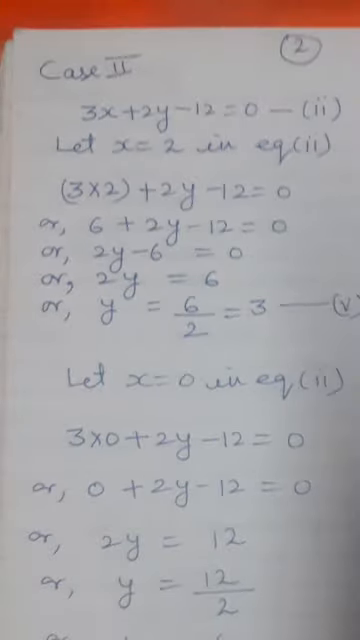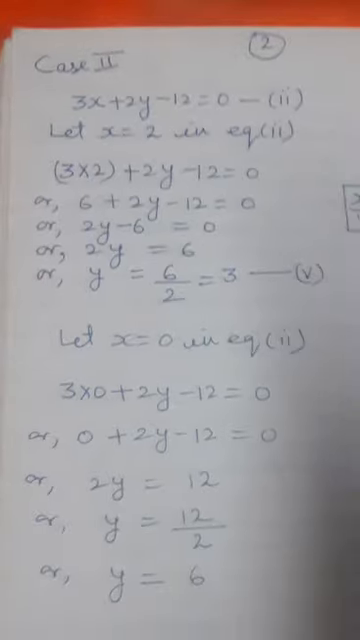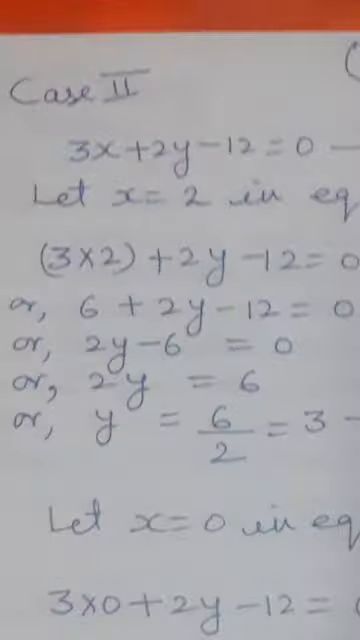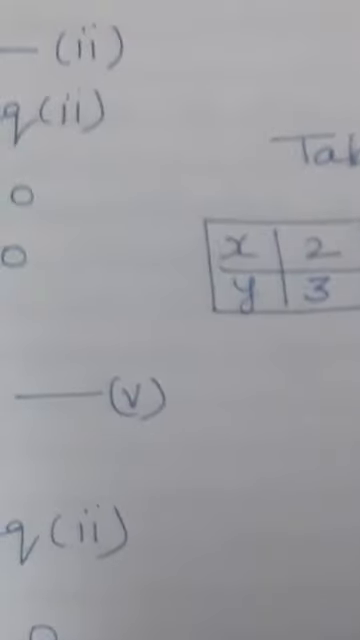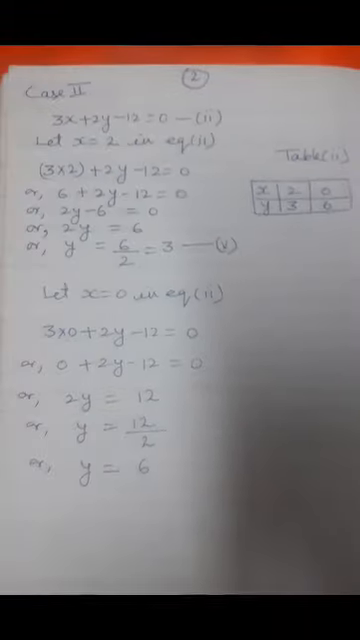Or 2y, we have taken this minus 6 to the other side. Then it becomes positive 6. Or y, 2 is getting multiplied by y. When we are taking this 2 to the other side, then it will divide 6. So y is equal to 6 divided by 2. And when 6 is divided by 2, we are getting 3. So the value of y is 3. When x is 2, see here, when x is 2, then we are getting the value of y as 3. Now we are making table 2. Here see, when we have put the value of x as 2, at that time we are getting the value of y as 3. Now again we will choose, let x as 0 in equation second.